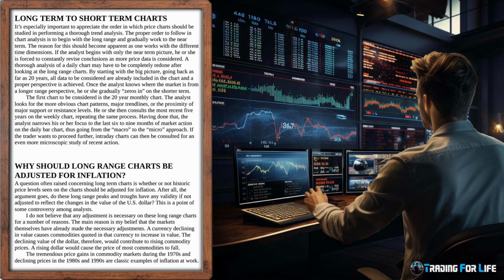A currency declining in value causes commodities quoted in that currency to increase in value. The declining value of the dollar, therefore, would contribute to rising commodity prices. A rising dollar would cause the price of most commodities to fall. The tremendous price gains in commodity markets during the 1970s and declining prices in the 1980s and 1990s are classic examples of inflation at work.